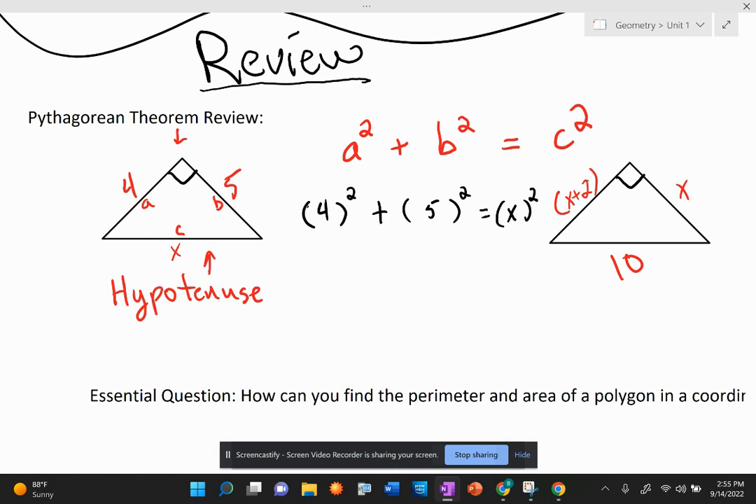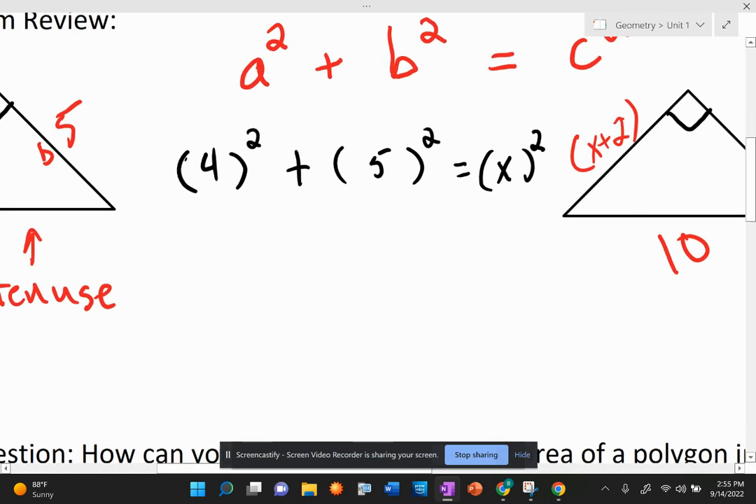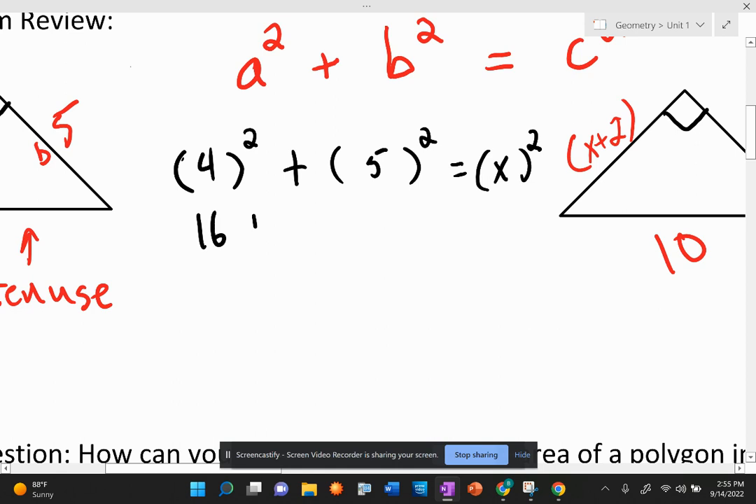What is 4 squared? 16. What is 5 squared? What is x squared?